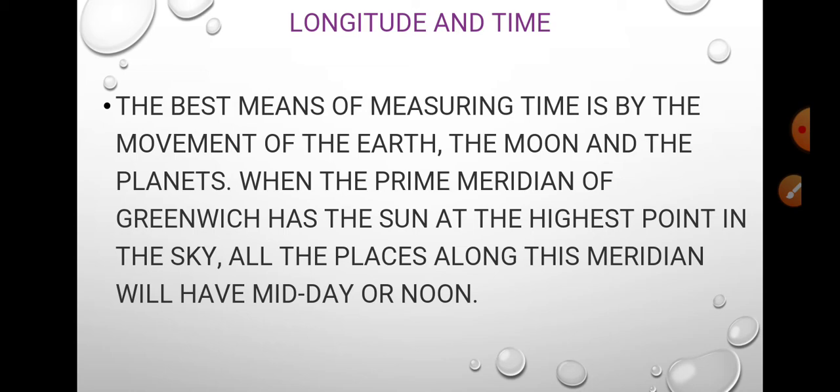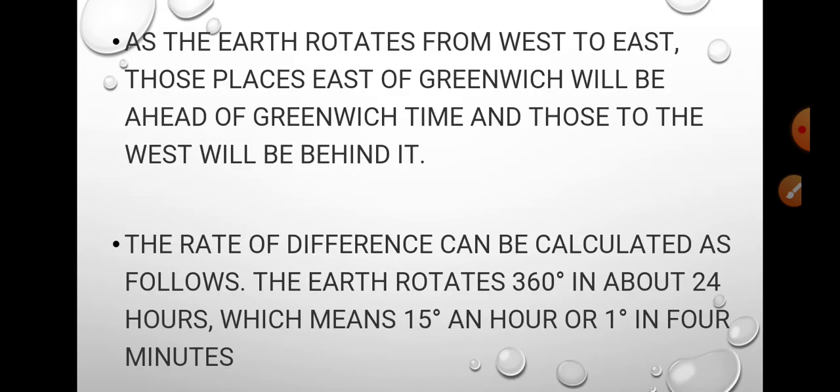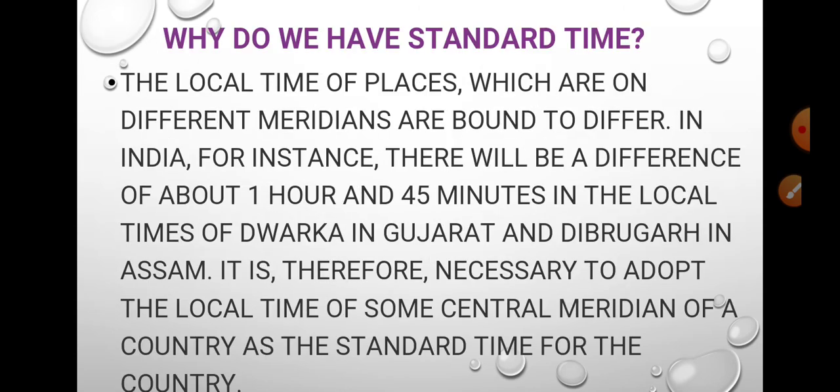Thus, when it is 12 noon at Greenwich, the time at 15 degrees east of Greenwich will be 15 into 4, that means 60 minutes more. That means 1 hour ahead of Greenwich time, which means 1 p.m. In the same way, you can calculate all other times. This is the picture which will show you the relation between longitude and time. Just read the notes, students. You will get the definitions easily and understand them more properly.